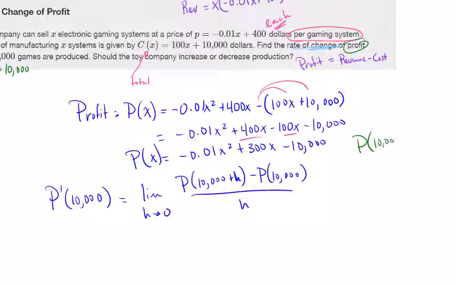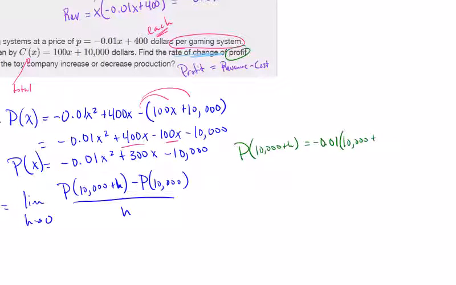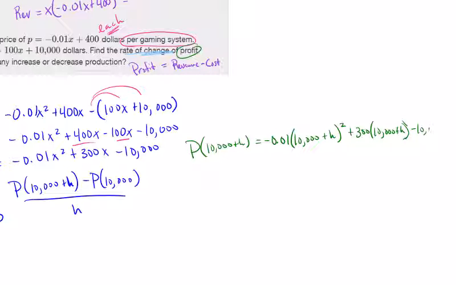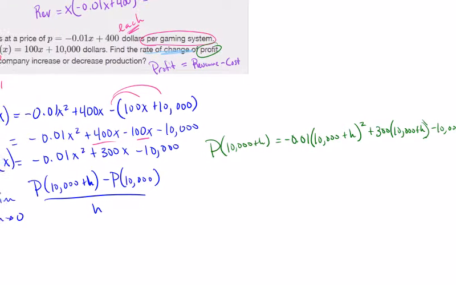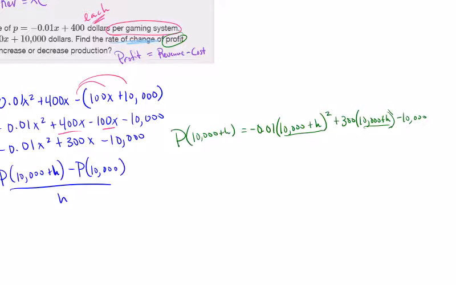So P of 10,000 plus H is going to be negative 0.01 times 10,000 plus H squared, right? Plus 300 times 10,000 plus H, minus 10,000. All right. So I just plugged 10,000 plus H in for X here and here. All right, so now we can just evaluate.